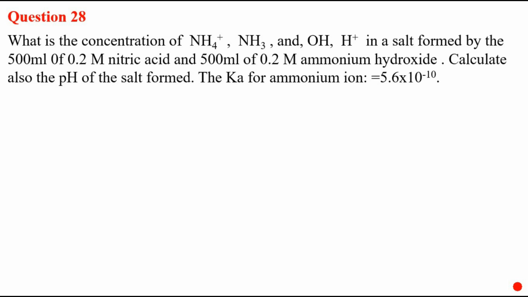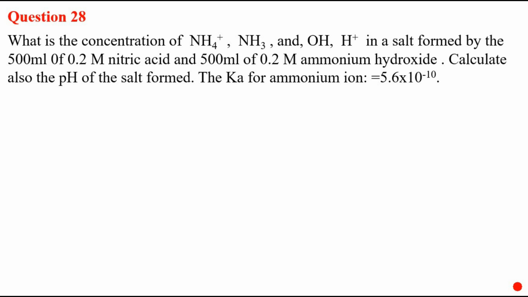Let's see. Question 28 is saying, what is the concentration of ammonium ion, ammonia, hydroxide and H plus in a salt formed by 500 ml of 0.2 molar nitric acid and 500 ml of 0.2 molar ammonium hydroxide. Then they are saying calculate also the pH of the salt formed. The Ka for ammonium was given as 5.6 times 10 power negative 10.